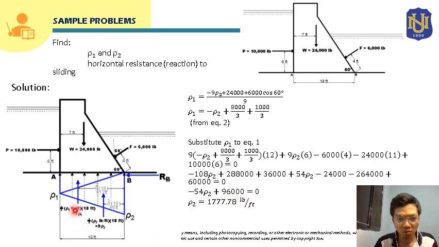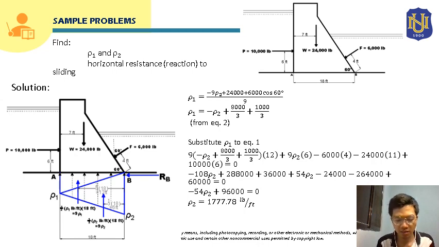Okay, so as we know, our rho 1 is pound per feet, since this is the intensity of a varying force. So again, for rho 2, that is 1,777.78 pound per feet. To solve for rho 1, we will just substitute this rho 2 into our equation. So from equation 2, we will substitute our rho 2 here to solve for rho 1.